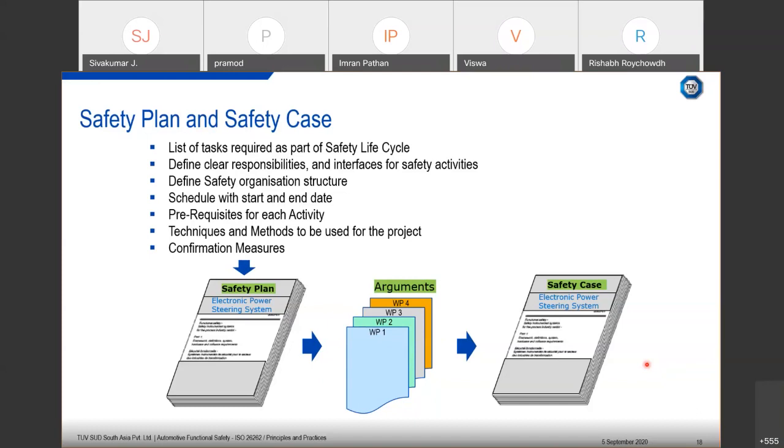Okay. So this is one of the major, critical documents that you need to keep track of. And from the auditor's point of view, he will be looking at the safety plan and safety case, whether all the planned activities in the safety plan are available, what is the status of them, and what is the correctness and the completeness, and so on. Okay.